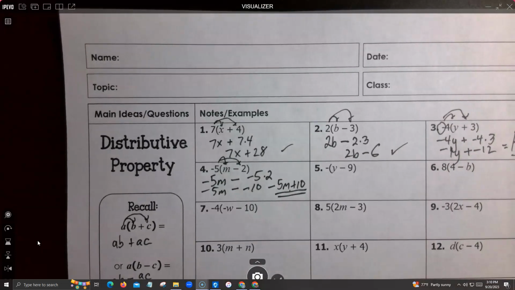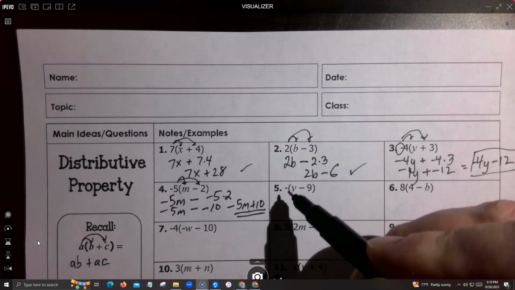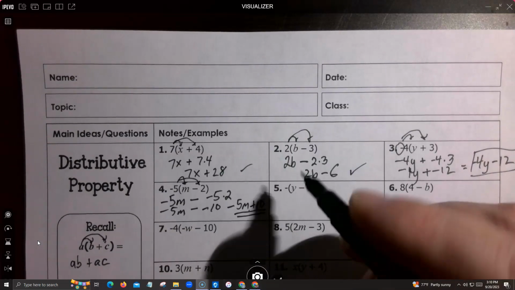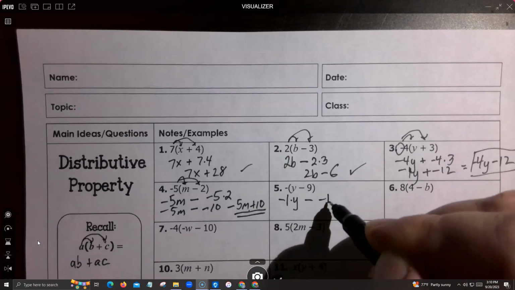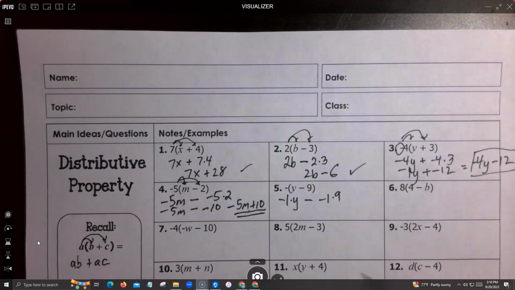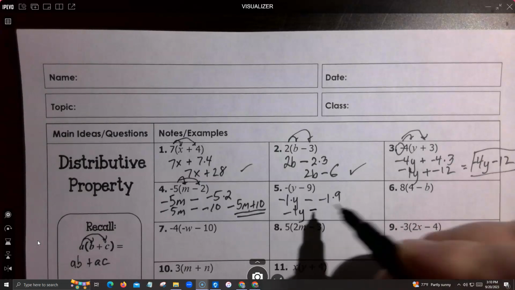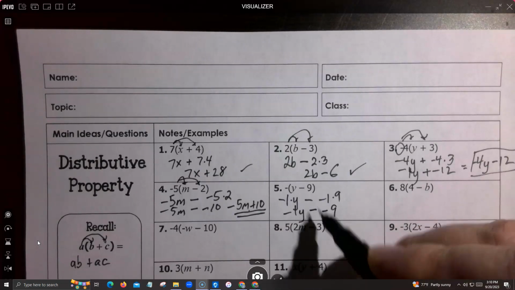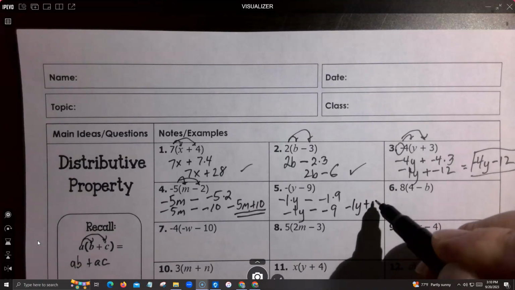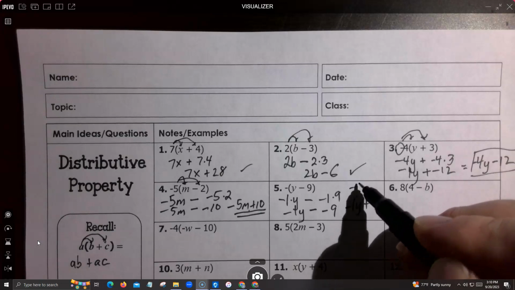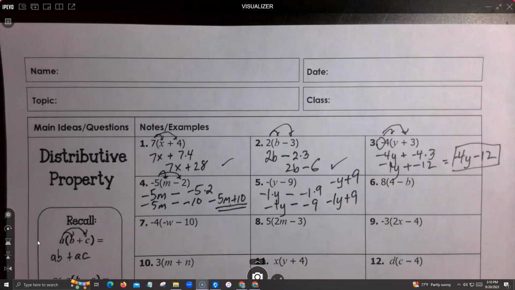And that's your answer. Okay, number 5, I threw that one in there because you've got a negative in front of it, so it's like a negative 1. So this is like negative 1 times y minus negative 1 times 9. So this is negative 1y minus negative 9. So chop, chop, it makes a plus sign. So there's negative 1y plus 9. And again, the SOLs will drop the negative 1 because it's understood.